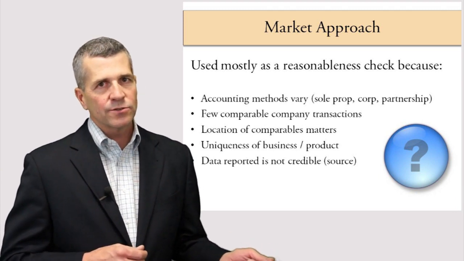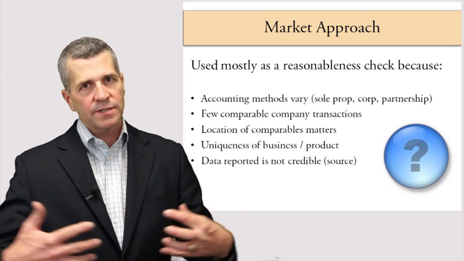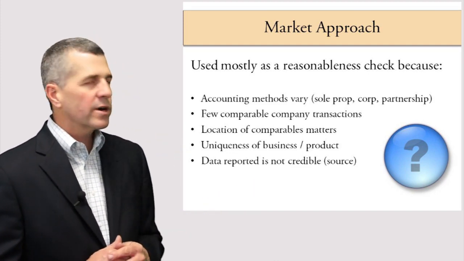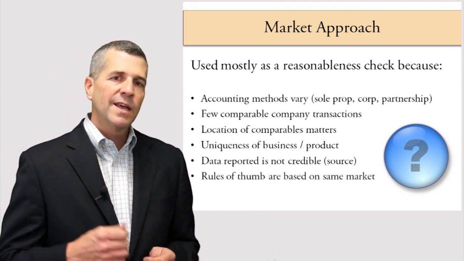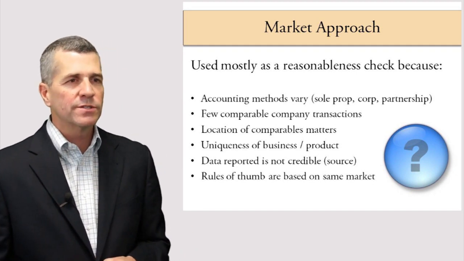Again, it goes back to the source, which is the accounting records, which are the tax returns, which are put into these databases, and they're all commingled, so they're not so comparable. So we look at market transaction data as simply a rule of thumb, giving us a hint as to approximately what kind of value we should see.